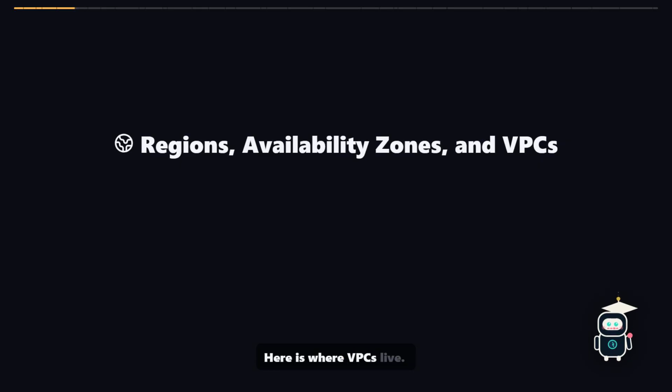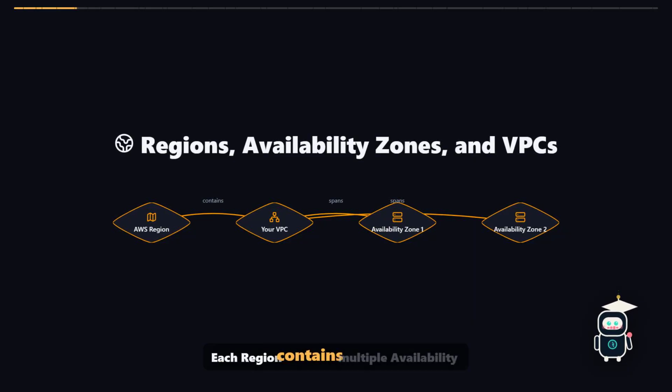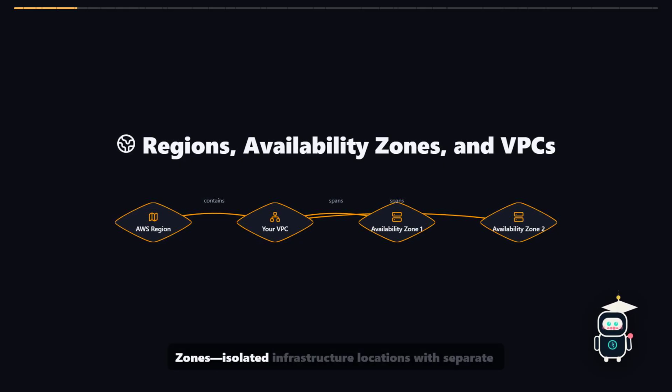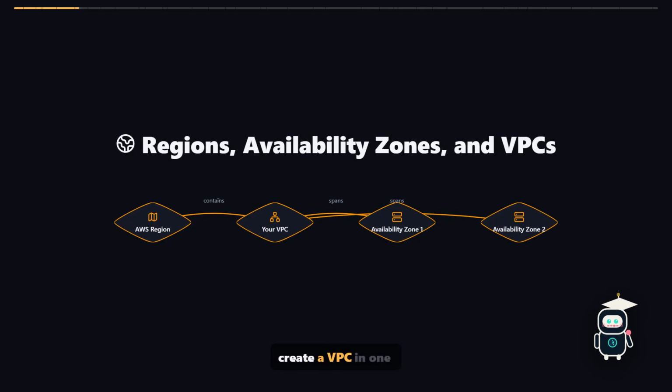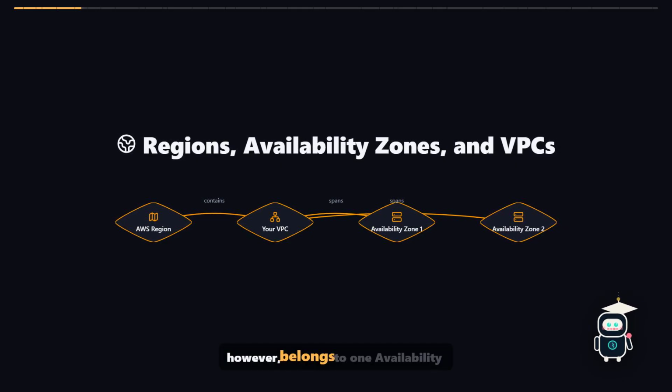Here is where VPCs live. An AWS region is a geographic area, such as US East 1. Each region contains multiple availability zones, isolated infrastructure locations with separate power, networking, and facilities. You create a VPC in one region. That VPC is regional, which means it can contain subnets in multiple availability zones inside that region. A subnet, however, belongs to one availability zone. That is how you design for resilience.